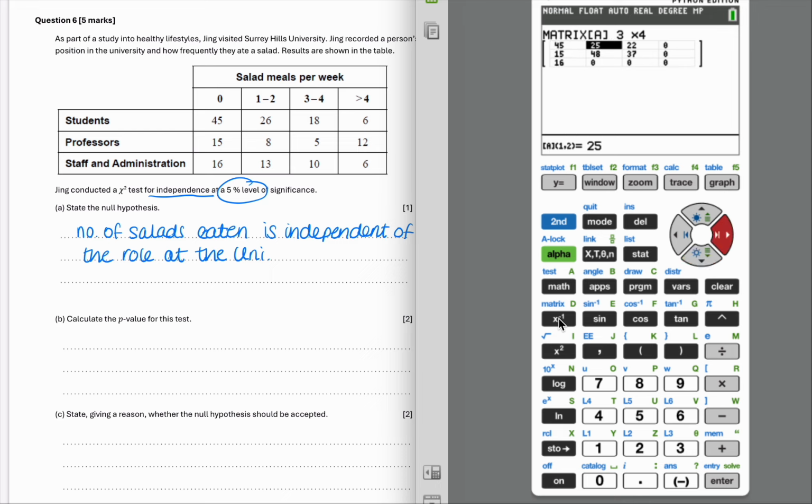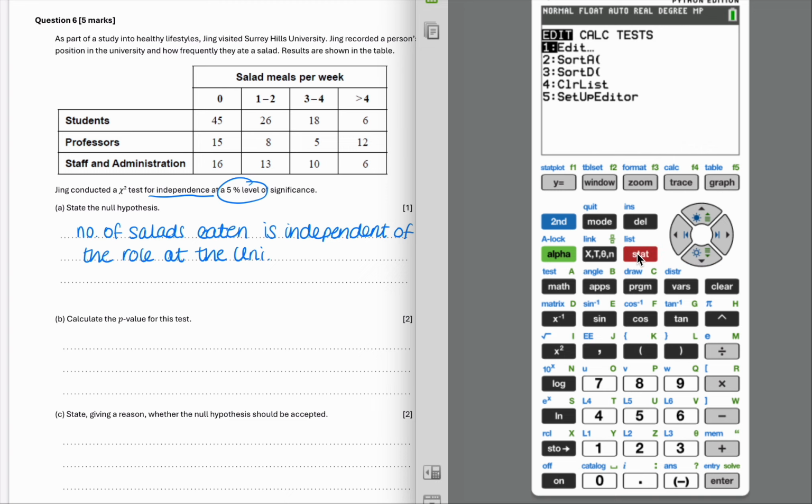So that's no salads per week. And then we have 26, 8, and 13, 18, 5, and 10. And then the last row, the last column, sorry, is 6, 12, and 6. So we can now create this.